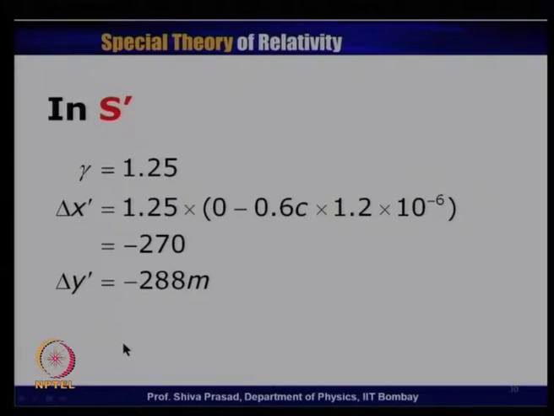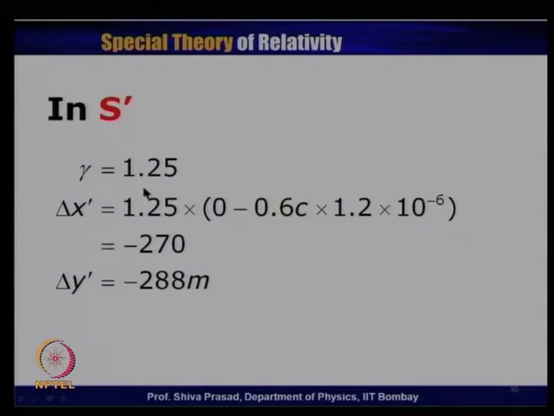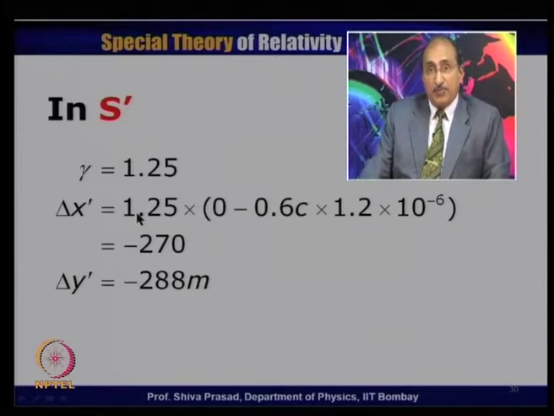Now, let us go to the S prime observer, which is that particular train or car, whatever you want to say, which is moving along the plus x direction. As we have said, gamma is equal to 1.25 because the relative velocity is 0.6 c. Just like before, I do a Lorentz transformation and find delta x prime. Delta x prime is gamma, which is 1.25, times delta x, which is 0, minus v delta t. v is 0.6 c, delta t is 1.2 into 10 power minus 6 second. This will turn out to be minus 270.